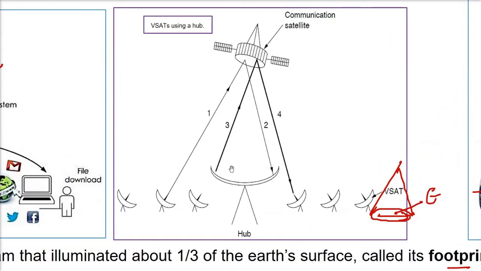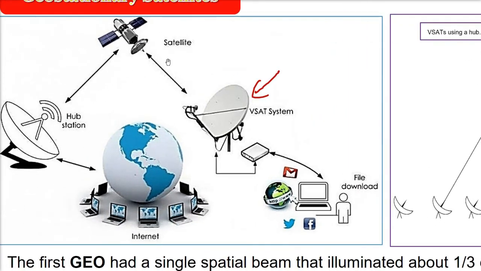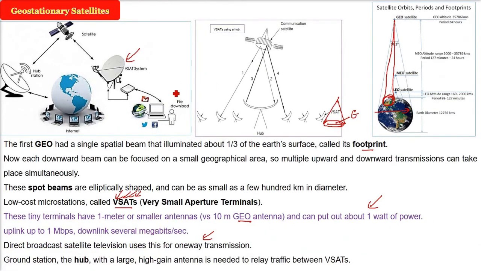And how is the transmission taking place? This is a communication satellite. So from the hub to the satellite to the smaller VSATs, and from the VSAT to the satellite to the hub. So there has to be a big hub station. So here you have a hub station, a satellite, and you see even the internet and file download can be done using this very small aperture terminal, VSAT. This is how the technology has advanced. A high gain antenna is needed to relay the traffic between the different VSATs.